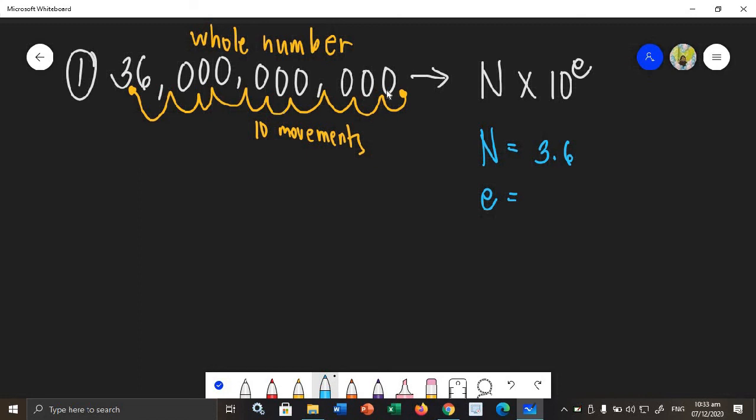And then, how do we know the value of the exponent? The value of the exponent is the number of movements of the decimal point. In this given, we have 10 movements. So the value of your exponent, your variable e, is 10. Is it positive or negative, ma'am?